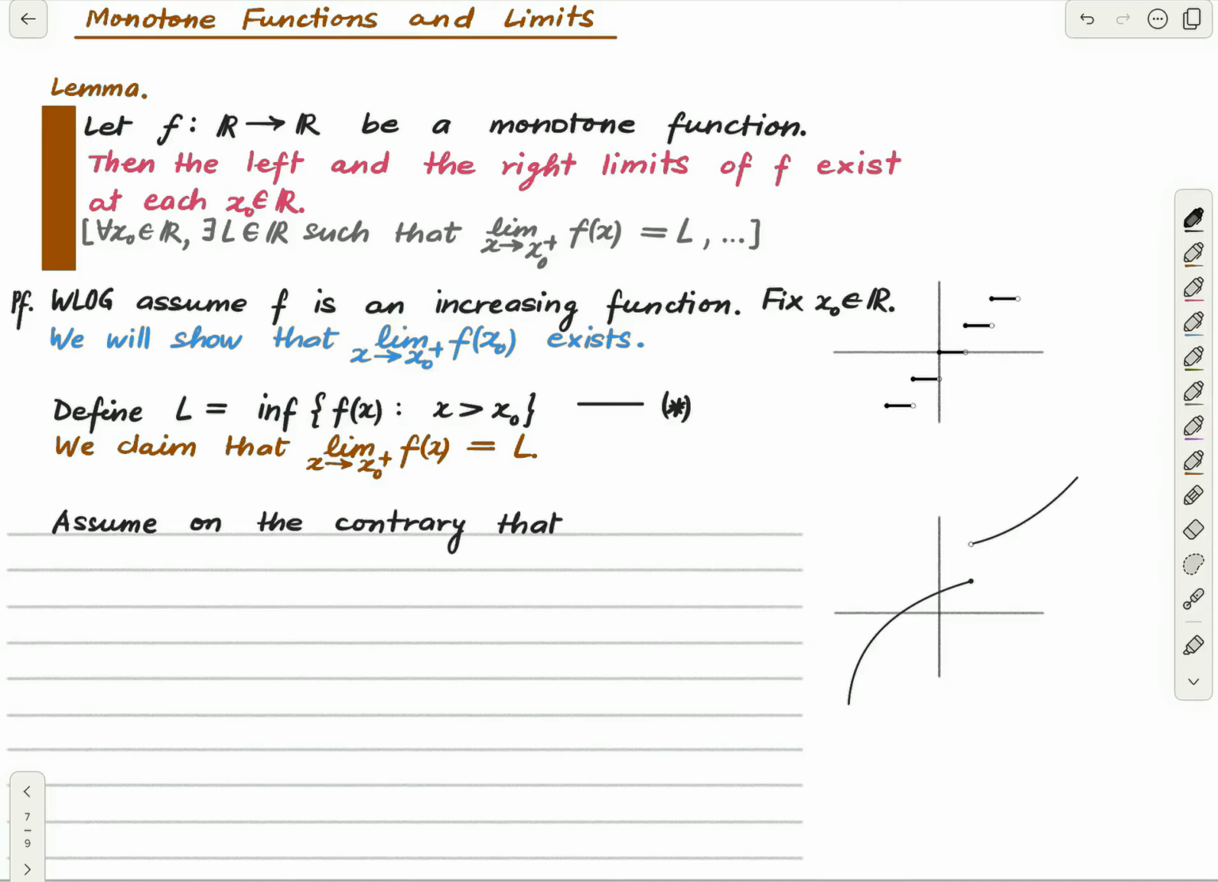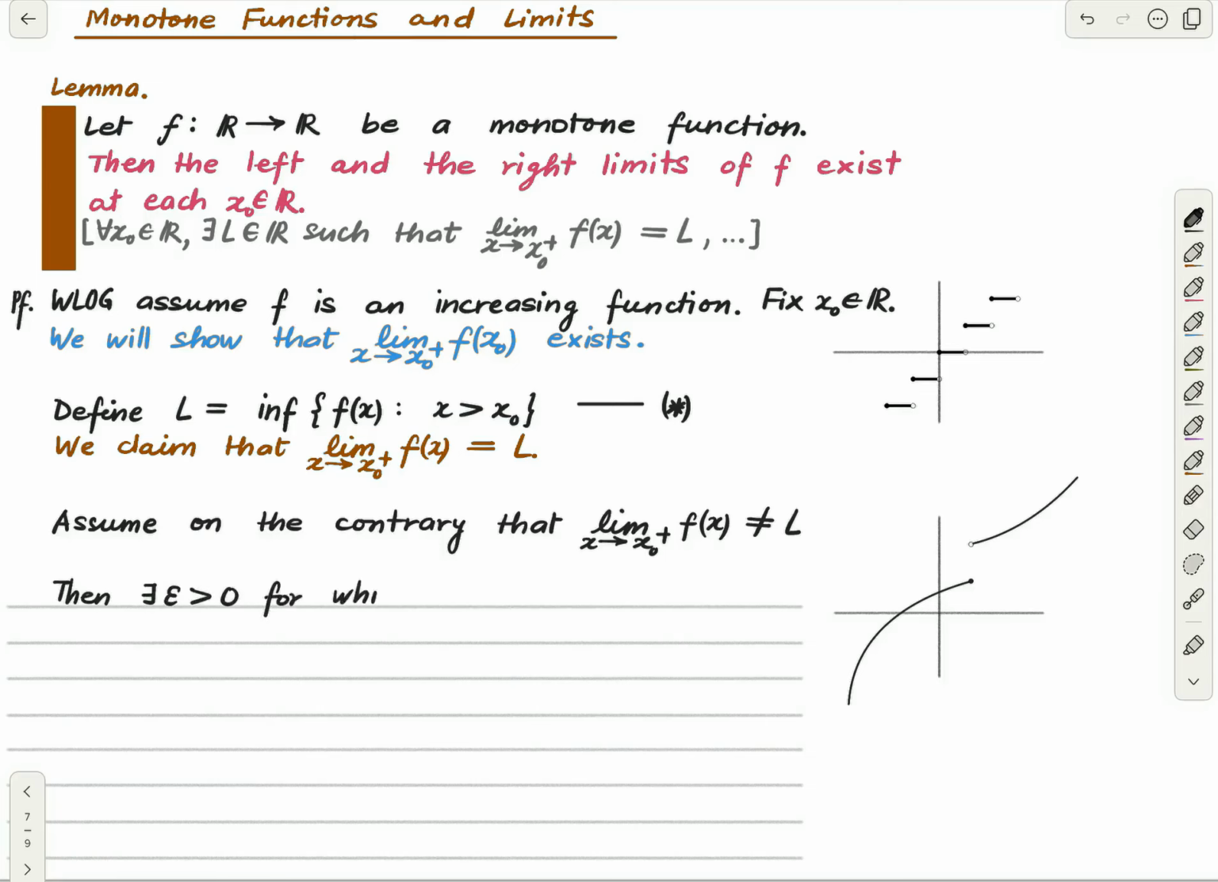Assume on the contrary that this limit is not equal to L. Whatever it might be, even if it doesn't exist, that's fine. All we are saying is that assume this is false. Then, by definition of the right limit, there must be some epsilon for which no delta works. No delta witnesses the faithfulness of the function f to the number L.